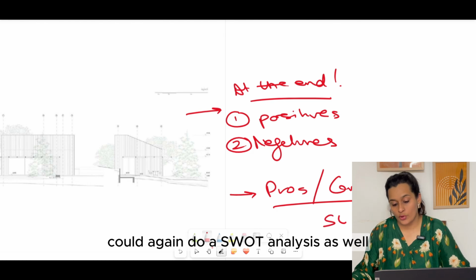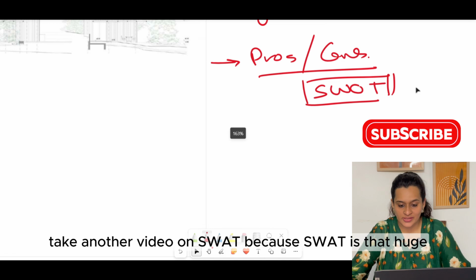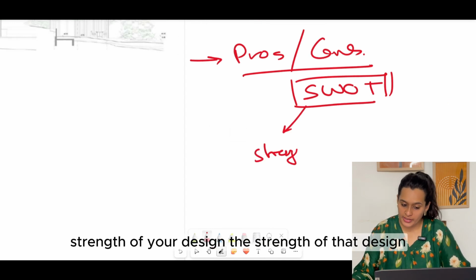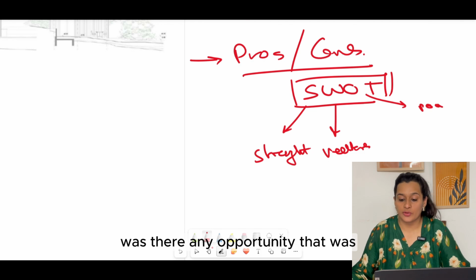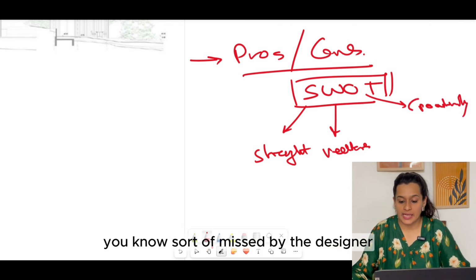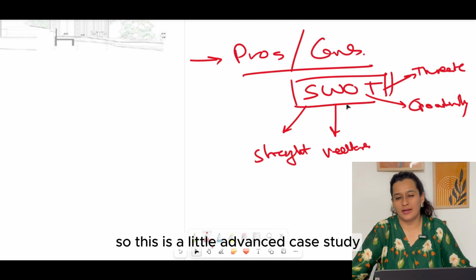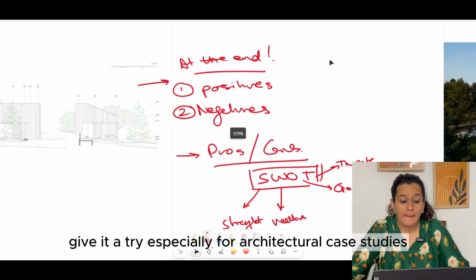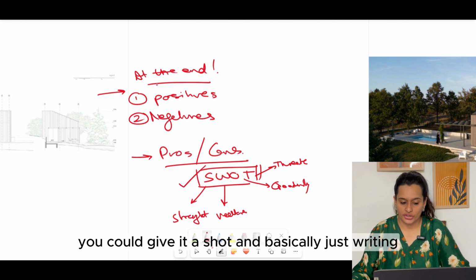You could again do a SWOT analysis as well. SWOT, I will have to take another video on SWOT because SWOT is that huge. Again, strength of your design, what is the weakness that you feel could be better, was there any opportunity that was sort of missed by the designer, and any threat that you have to the design. So this is a little advanced case study, but I've just mentioned it if you all want to give it a try. Especially for architectural case studies, this is something that you could give a shot.